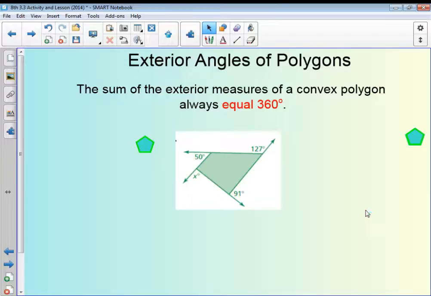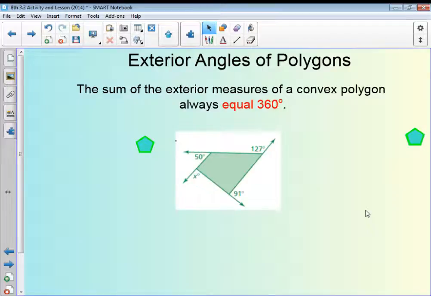Okay, this is the last part of section 3.3 for 8th grade. This part of the section is working with finding an exterior angle of a polygon. The key thing to remember in this part is that the sum of the exterior measures of a convex polygon always equals 360 degrees. And the key thing to remember, it has to be convex, which is where you've got all angles that are pointing outward.